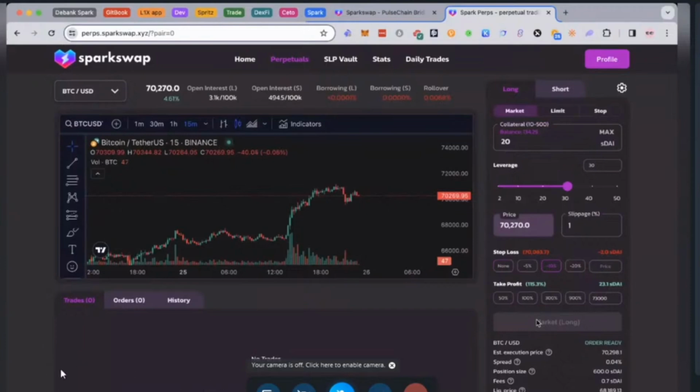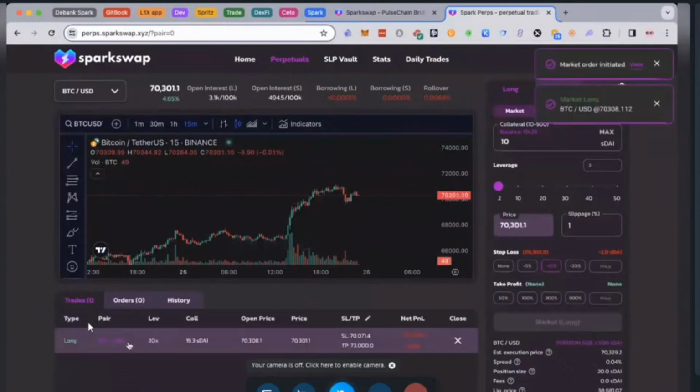And we'll see if Pulse Gas is participating with us today. There we go. Went through. And in just a minute here, you should see your trade pop up down below. Okay, so as you can see, we opened up a long position on BTC.